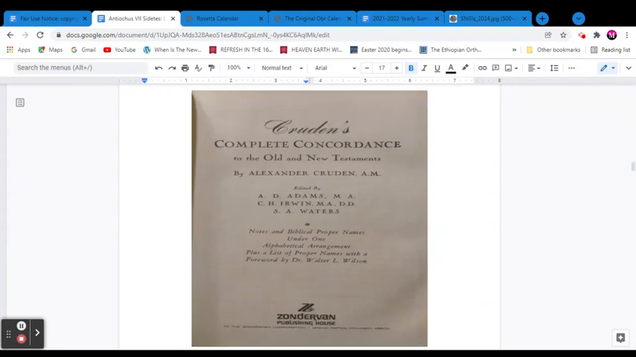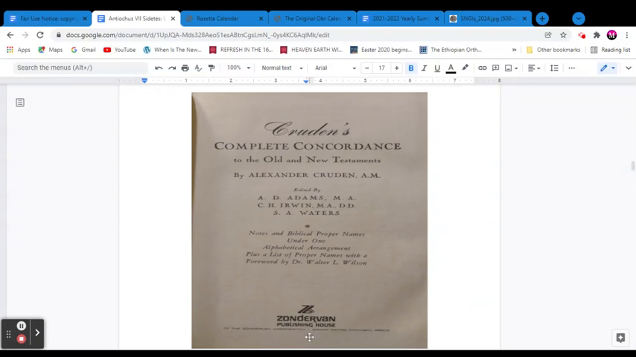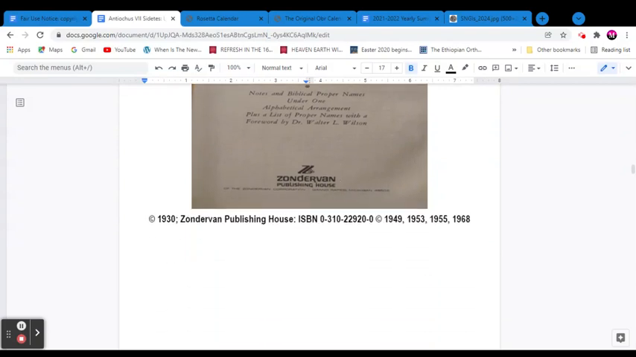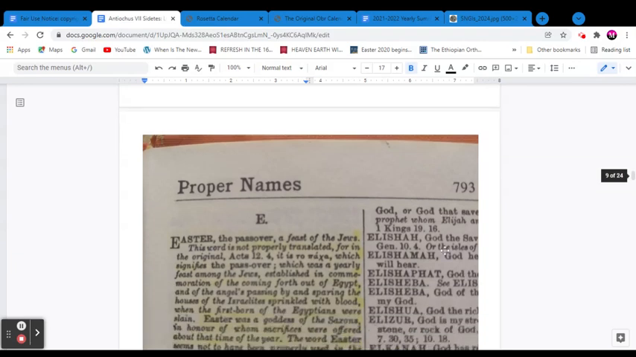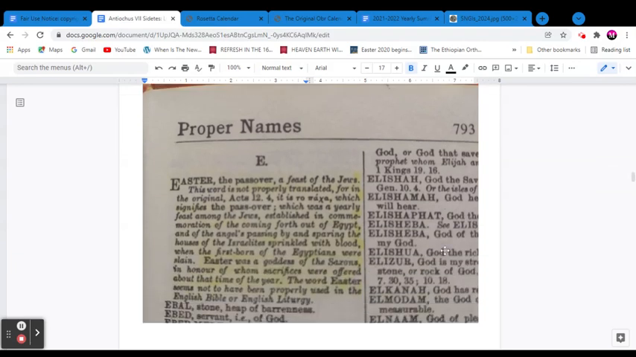This is a book that was published by Zondervan Publishing House. Here's the ISBN number. And notice the year. This is a very old book. It first started being printed in 1930, but when Zondervan got a hold of it, it started in 1949 and continued. What this book reveals, I want you to listen up, those who call themselves Christians. It talks about Easter, and you can find it on page 793 under the category Proper Names. And this is what it has to say about Easter.